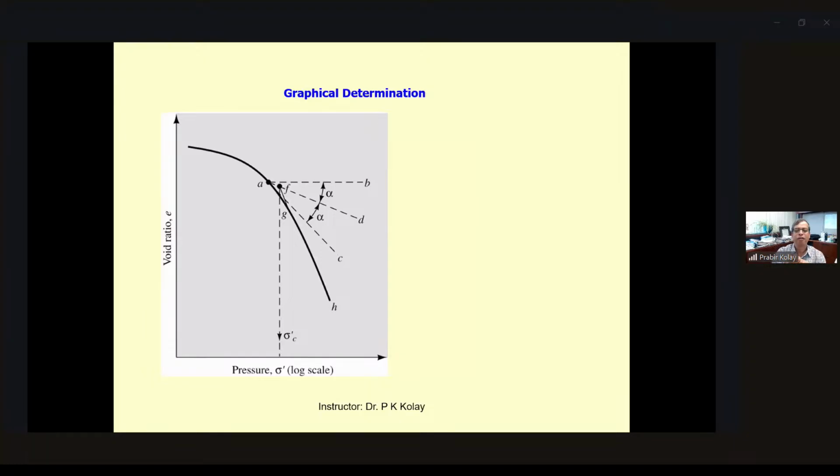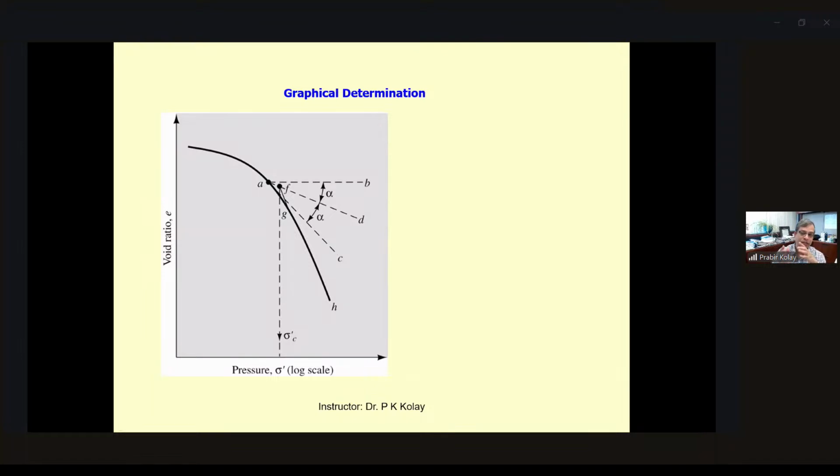This is the graph you can use to find the pre-consolidation pressure. From the e-log P graph, you draw a horizontal line at the point of maximum curvature, draw a tangent from the bottom, and then bisect the angle between them. Then draw a tangent from the bottom part and see what the pressure is. That is the pre-consolidation pressure. That's why you can easily find it out.